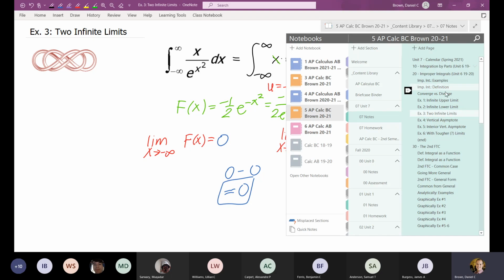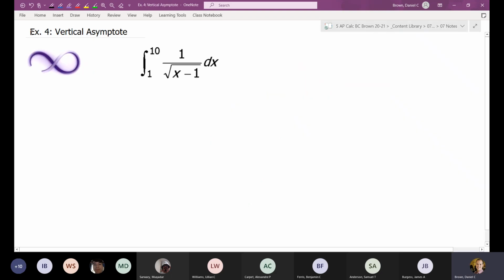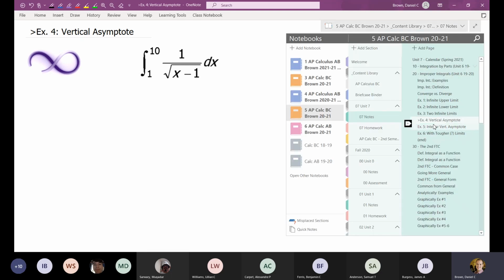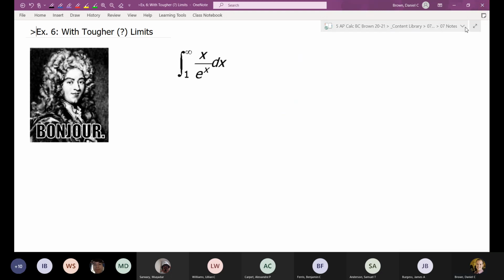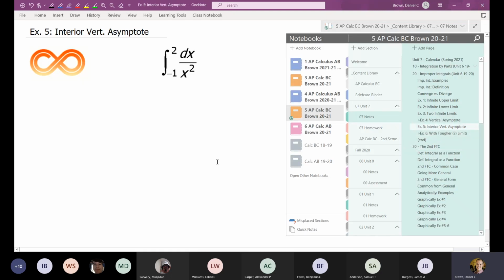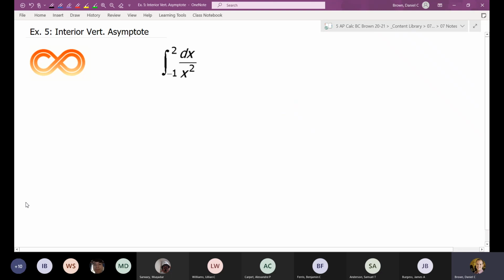All right, for the sake of time, I am going to do 4 on Monday, but I did want to do at least example number 5 today, and we'll do number 6 on Monday as well. But I do want to do example 5 with an interior vertical asymptote. These are the ones that students are most likely to mess up.